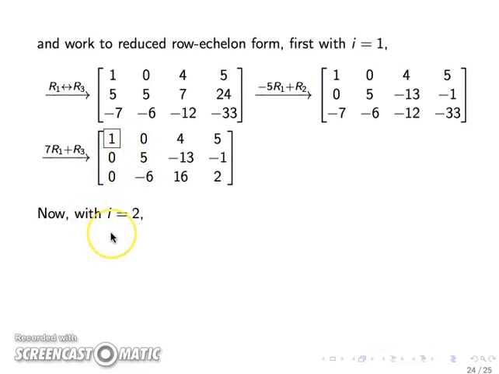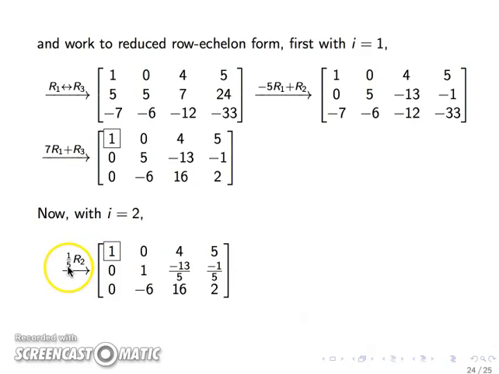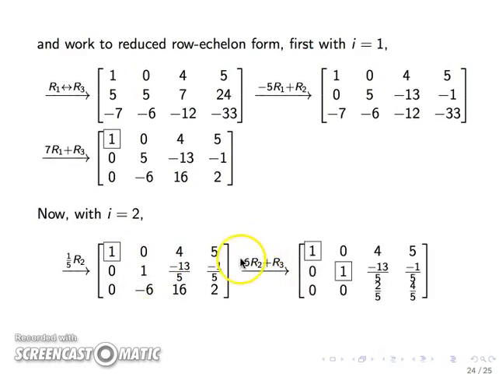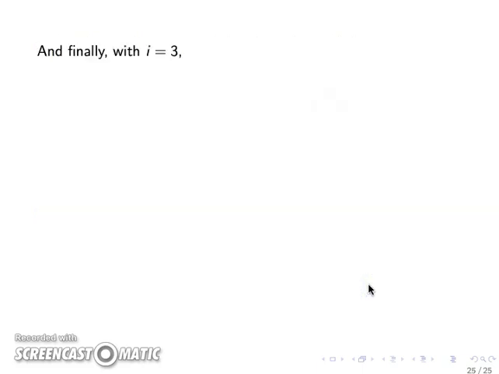Now we work with row number 2. We multiply the second row by 1/5, because here we had a non-zero entry, which is 5, and that gives us a 1 in that position. Let's see what we do next. Multiply row 2 by 6 and add that to row 3, which has the advantage of giving us some 0 entries here. It's giving us this 0, which will be important. Let's see if there is anything else to do here.